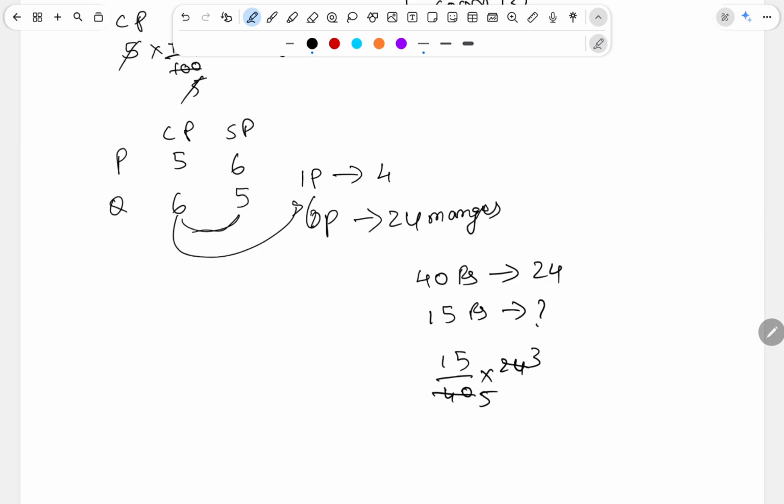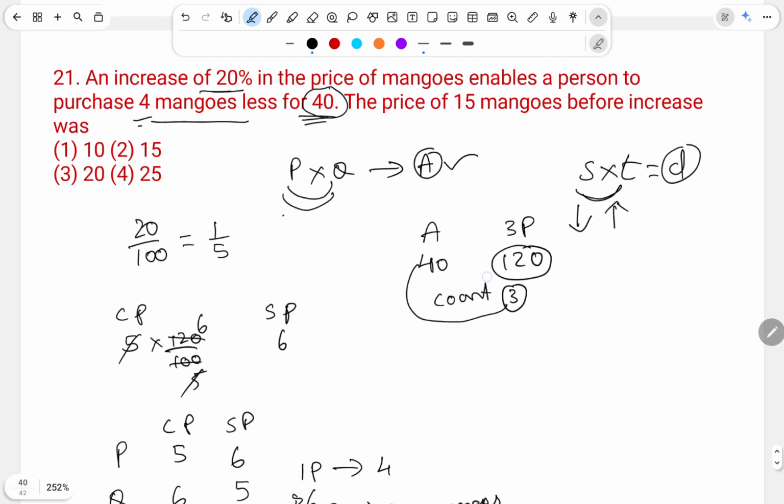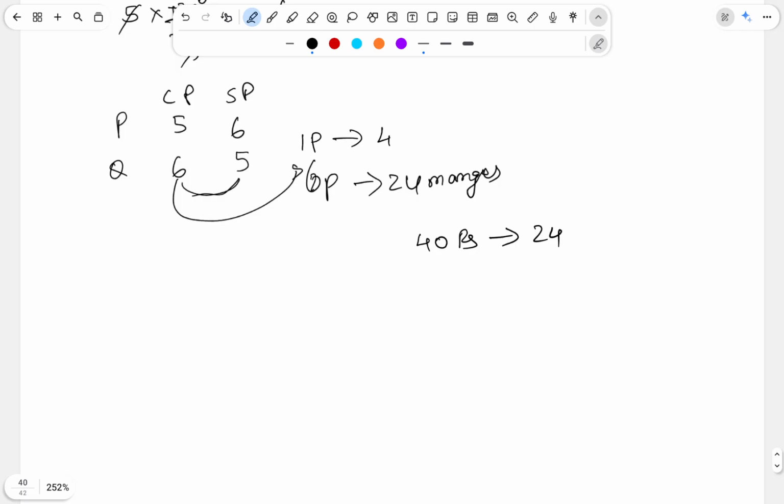Sorry, we have made a small mistake. What is that? 15 mangoes before increase. The price of 15 mangoes. So here it should be, but don't get confused. I thought that 15 rupees, 15 mangoes. Sorry, for 24 mangoes, if he spends 40 rupees, for 15 mangoes he needs to spend what amount?